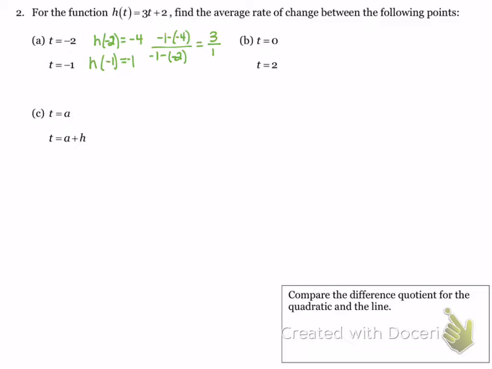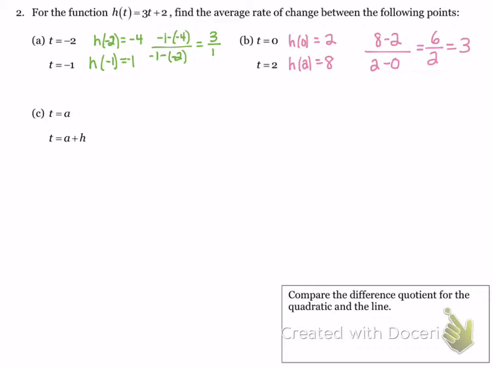Okay, let's see if I can do this next one right. Alright, so I have h of 0, which is 2, and then I have h of 2, which is 8. So when I subtract them, I have 8 minus 2 over 2 minus 0. 8 minus 2 is 6, divided by 2 is also 3.